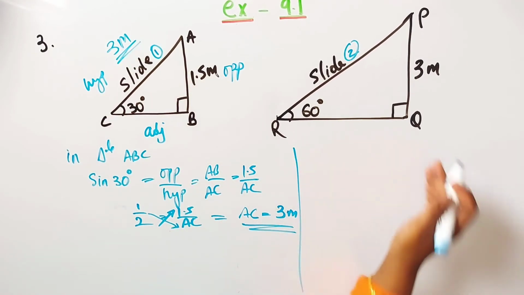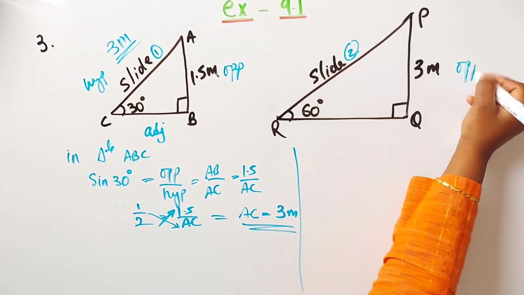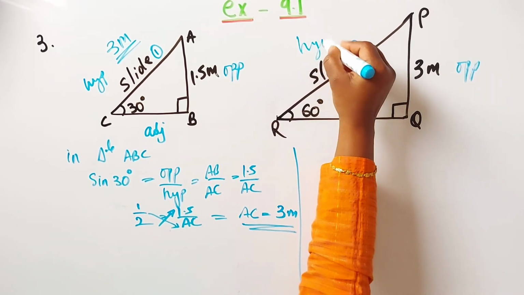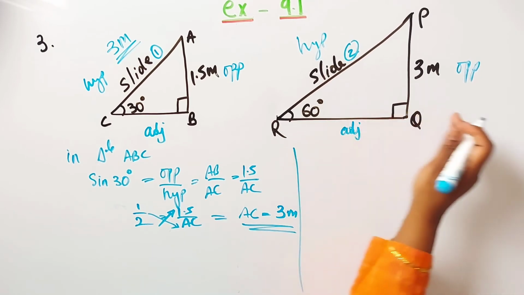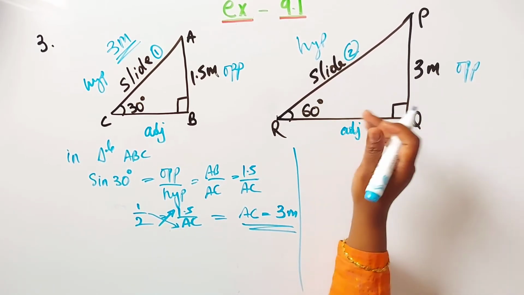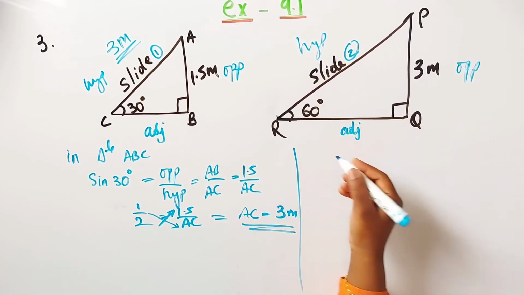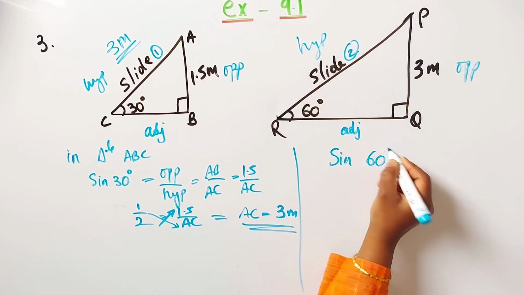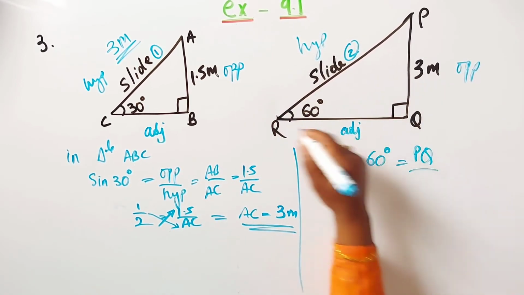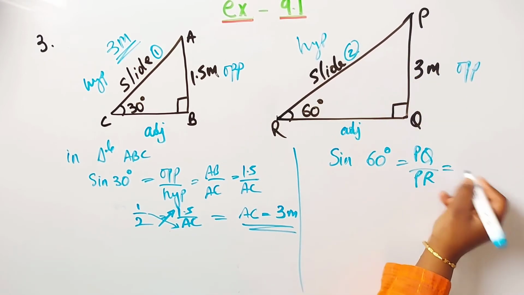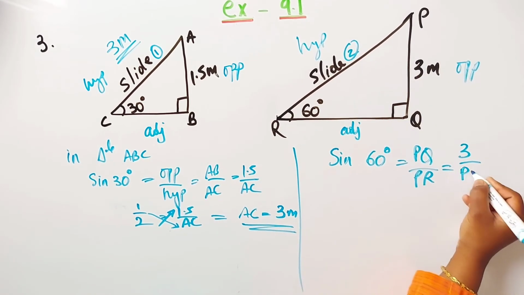Now come to the second slide children. Here they have given 60 degrees. This will be the opposite, and this is hypotenuse. This is adjacent. Here also we can use sine 60 degrees, because we want to know the hypotenuse. Opposite we already know. So take sine only. Sine 60 degrees equal to opposite by hypotenuse, that is PQ divided by PR. PQ is 3 meters divided by PR, which we have to find out.